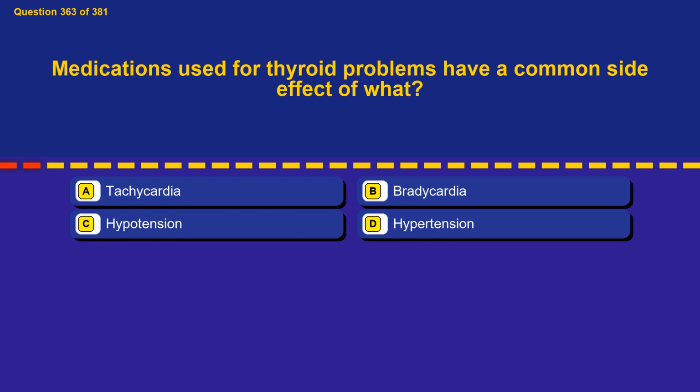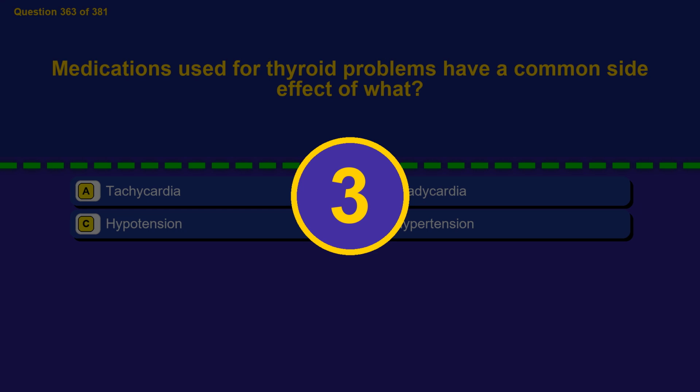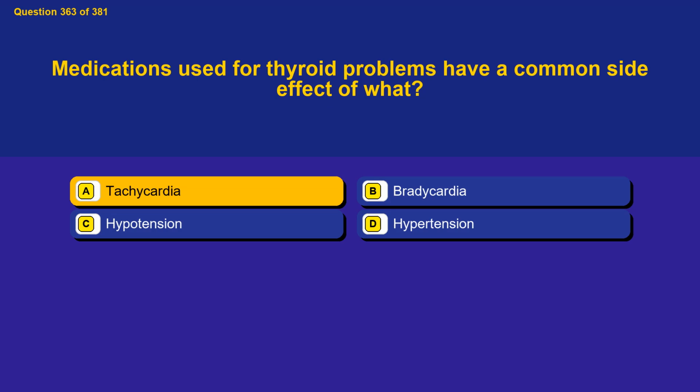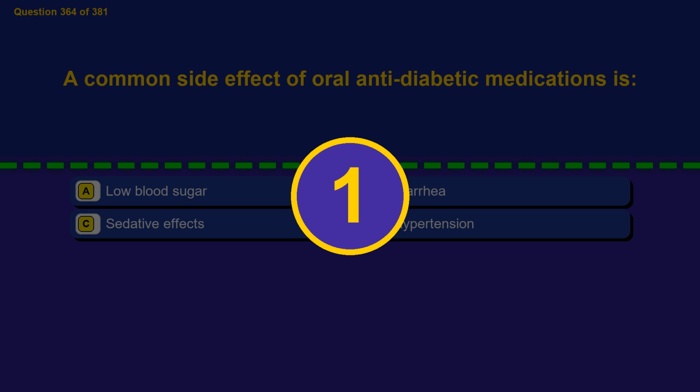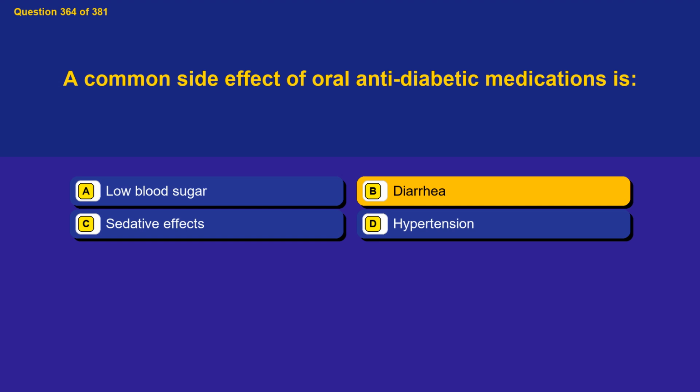Question 363. Medications used for thyroid problems have a common side effect of what? Option A, tachycardia. Option B, bradycardia. Option C, hypotension. Option D, hypertension. The correct answer is option A, tachycardia. Question 364. A common side effect of oral antidiabetic medications is option A, low blood sugar. Option B, diarrhea. Option C, sedative effects. Option D, hypertension. The correct answer is option B, diarrhea.